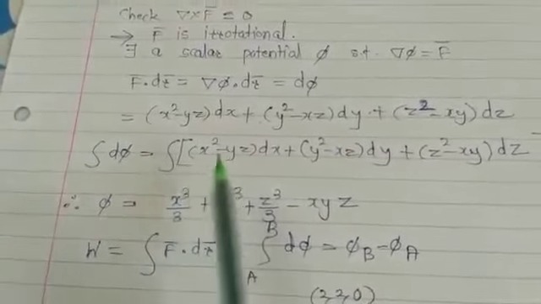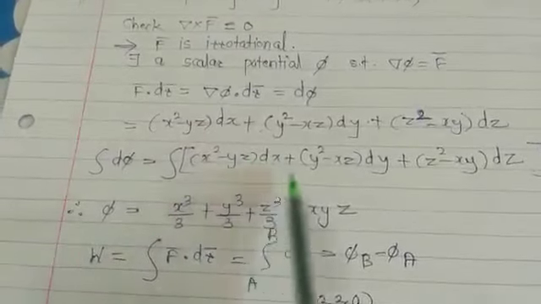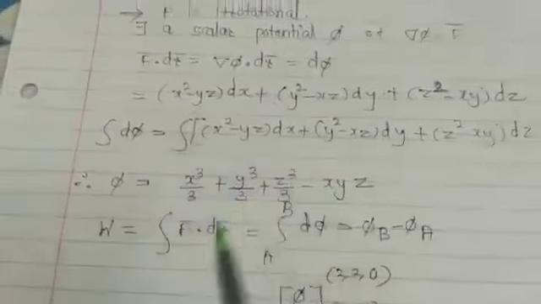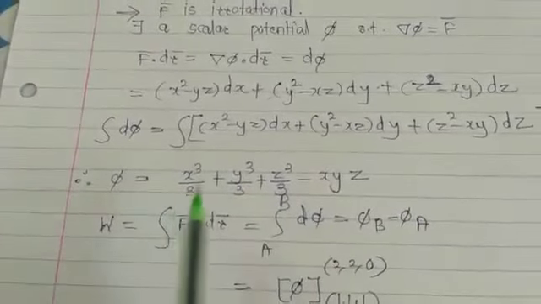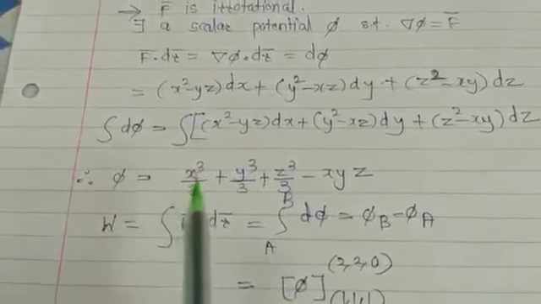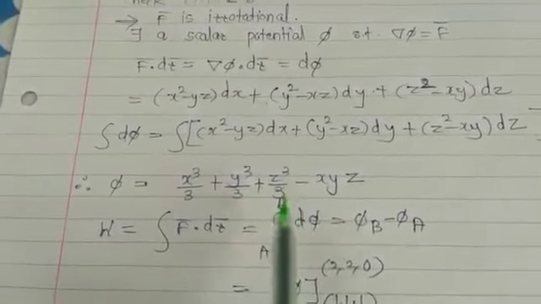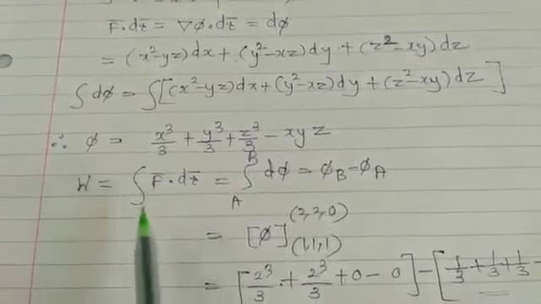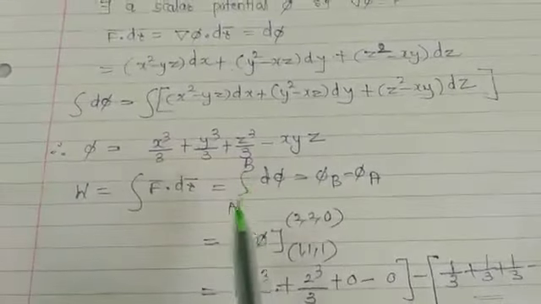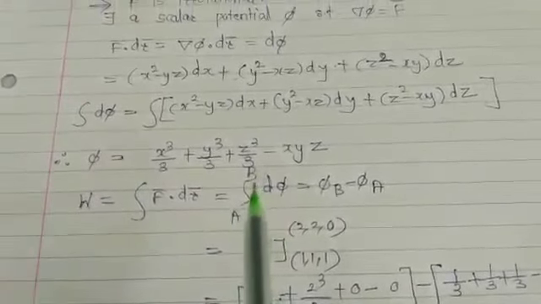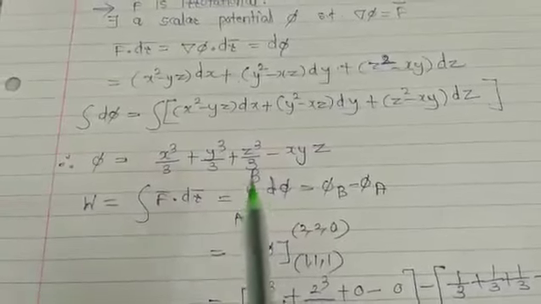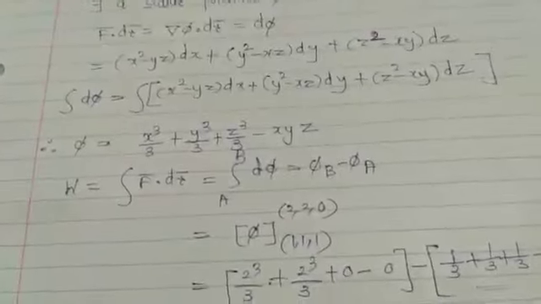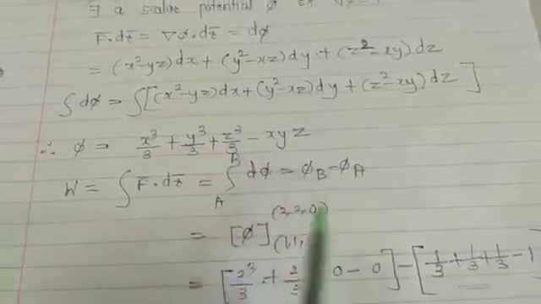After integrating, we get x cube upon 3 plus y cube upon 3 plus z cube upon 3 minus xyz. We already studied how to find scalar potential phi. So this is how we are getting phi is x cube by 3 plus y cube by 3 plus z cube by 3 minus xyz. Now we know that work done is integration f bar dot dr bar. But since here the path is not mentioned, we will consider integration a to b d phi, that is phi b minus phi a. We have seen the remark just before how it is phi b minus phi a.